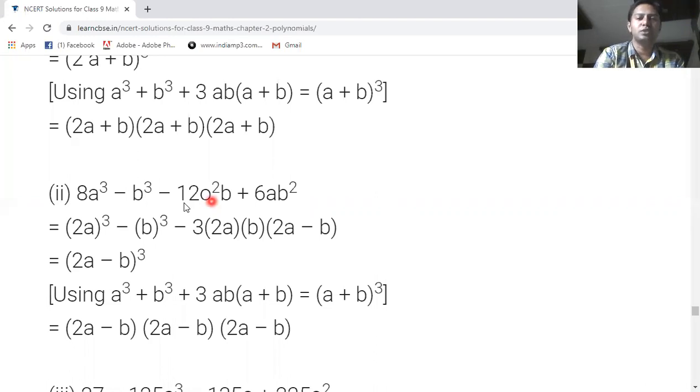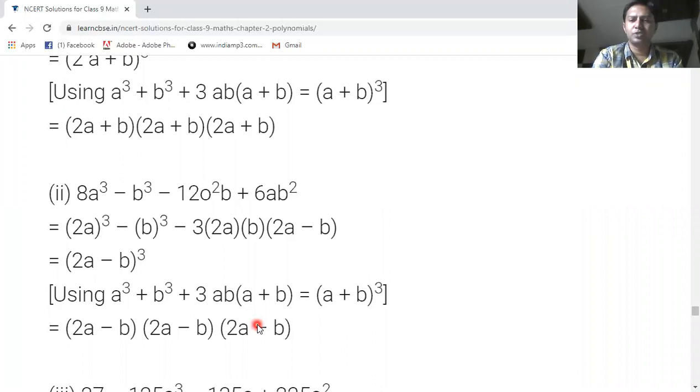Let's have a look. This is (2a)³ − b³ − 3 into 2a into b, (2a − b). This is a³ − b³ − 3ab(a − b), that is (a − b)³. Instead of a, we have 2a, and instead of b, we have b. So it is (2a − b)³, that is (2a − b)(2a − b)(2a − b), the final answer in factorized form.